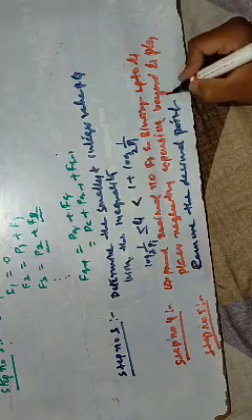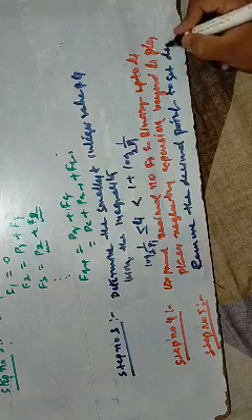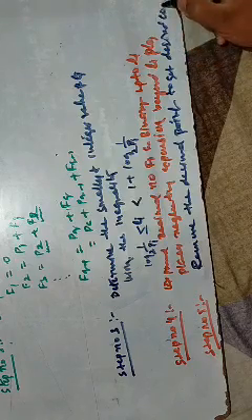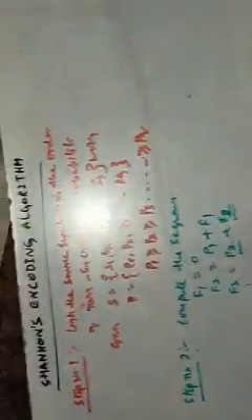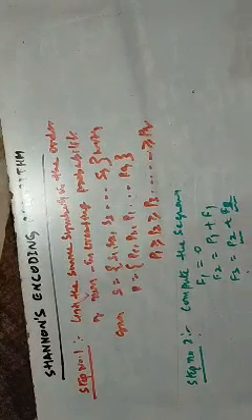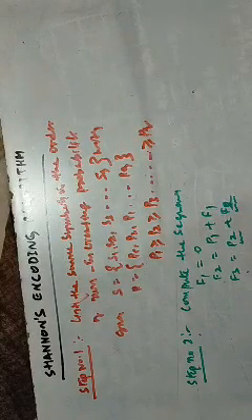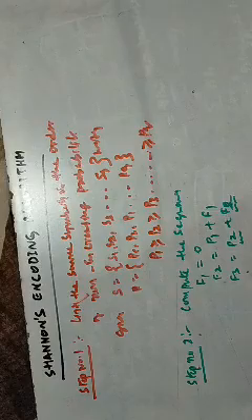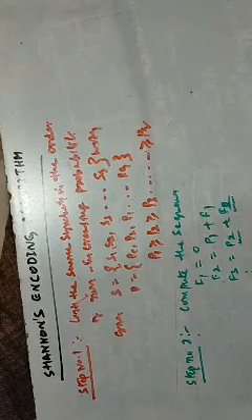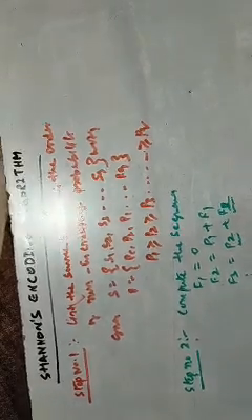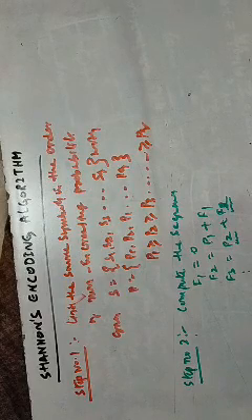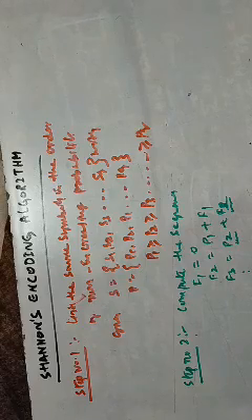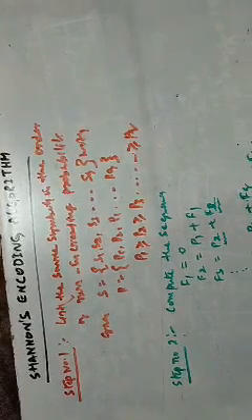To get the desired code, I'll repeat the Shannon encoding algorithm. Step 1: whatever symbols and their respective probabilities have been given, they should be arranged in non-increasing probabilities, that is, in decreasing order of probability.